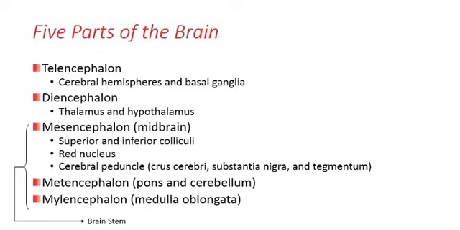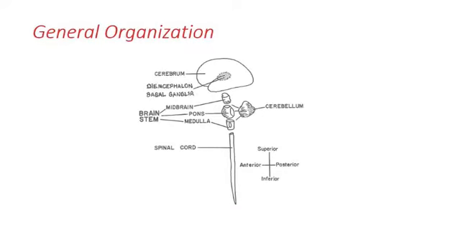The metencephalon includes the pons and the cerebellum, and the myelencephalon includes the medulla oblongata. The last three, the mesencephalon, metencephalon, and myelencephalon, collectively are referred to as the brain stem. So if there's damage to somebody's brain stem, then it involves some kind of a problem in one of those three regions of the brain. That's a very simplified breakdown of the 5 different parts of the brain.